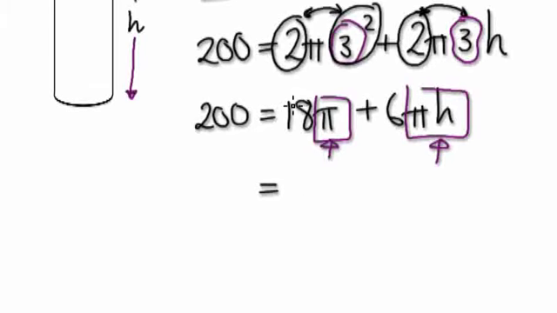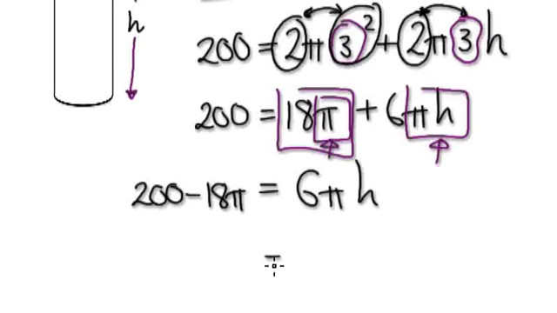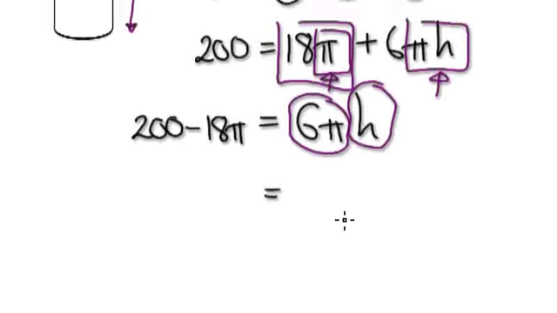Okay. So now let's kill off this thing here. So inside your mind, take away 18 pi from both sides. So this will be take the 200 down, take away 18 pi. On this side you will have 6 pi h. And now visualize it as one bubble multiplying this bubble here. You want to get h on its own, so divide both sides by 6 pi.